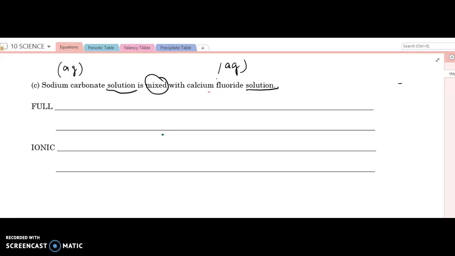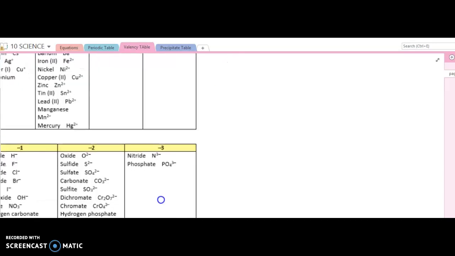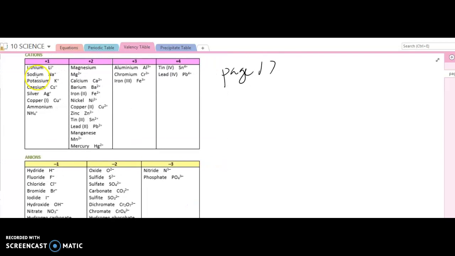these two compounds. And you're not alone on this one. Remember on page 17, you have your valency table. And from your valency table, you will find the sodium Na 1 plus, which is a cation, and the other one I think was the calcium 2 plus. They're the cations. And on the anion side, we have the fluoride, which is 1 minus, and the carbonate. Remember, carbonate is a polyatomic 2 minus.